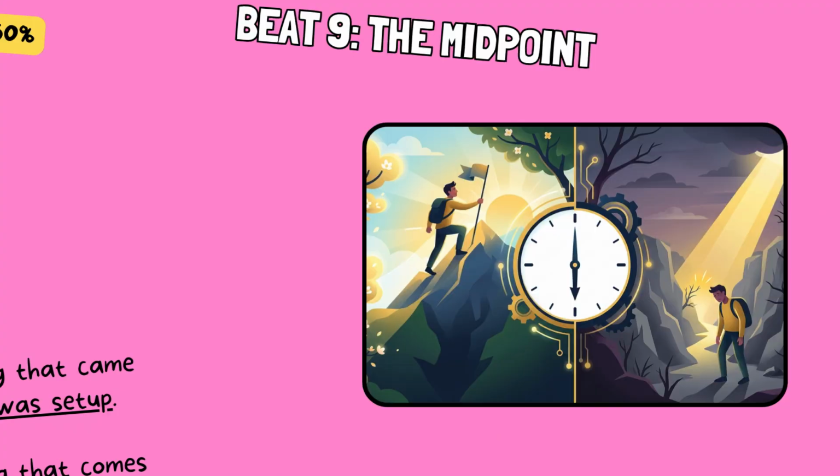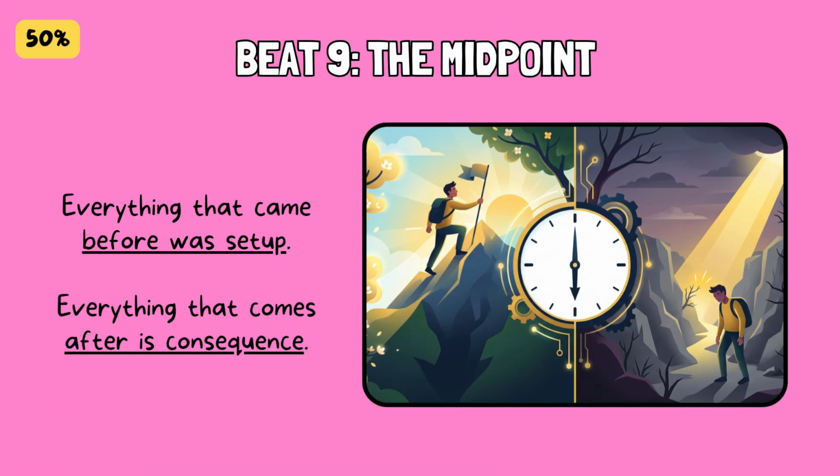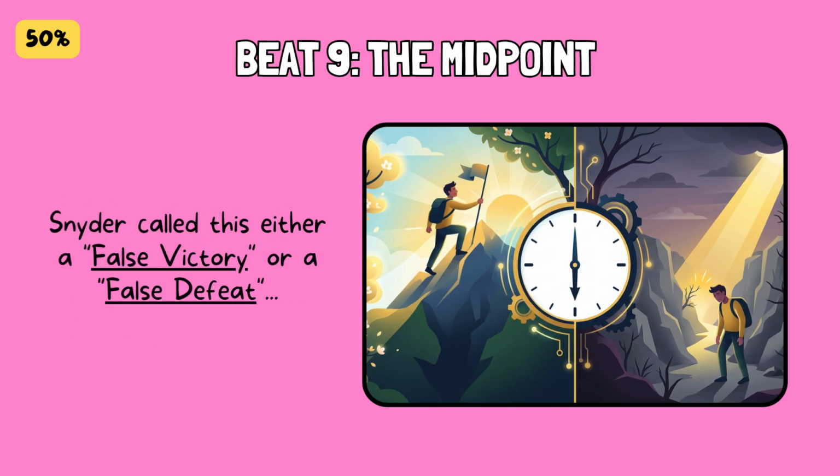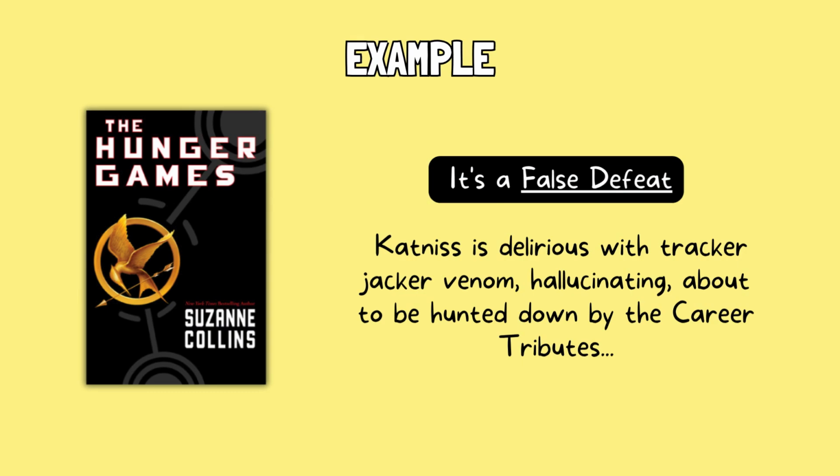Beat 9, the midpoint. Right at the halfway mark, the story shifts. Everything that came before was setup. Everything that comes after is consequence. Snyder called this either a false victory, where things look great but are about to collapse, or a false defeat, where things look terrible but the hero is actually being set up to rise. For The Hunger Games, it's a false defeat.